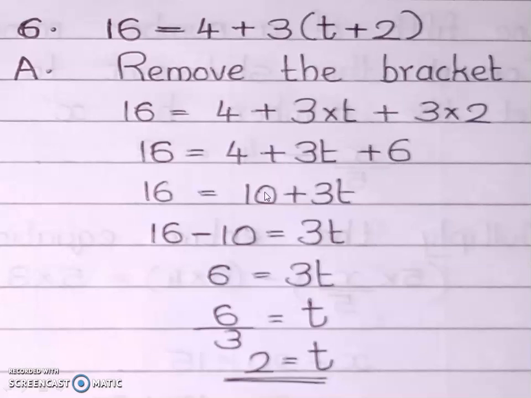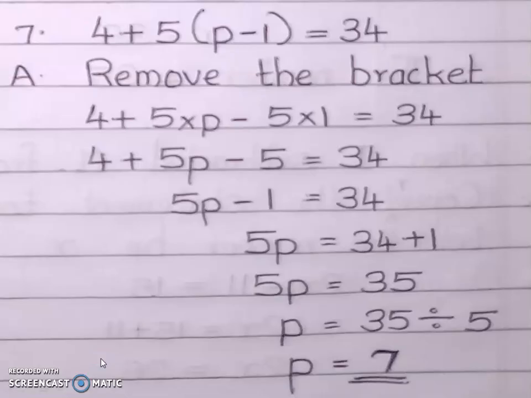Now, which are the numbers here? 4 plus 6. What is 4 plus 6? It is 10. Now, 10 I'll take to the other side. 16 minus 10. What is that? 6. So, how will you get t? 6 by 3 equal to 2. So, the solution is t equal to 2.